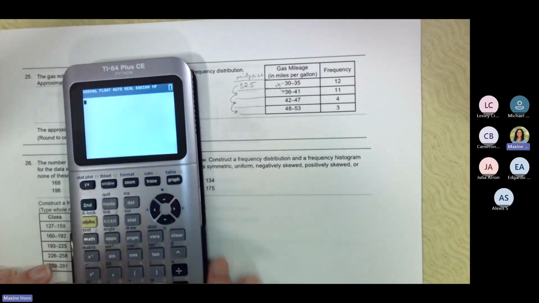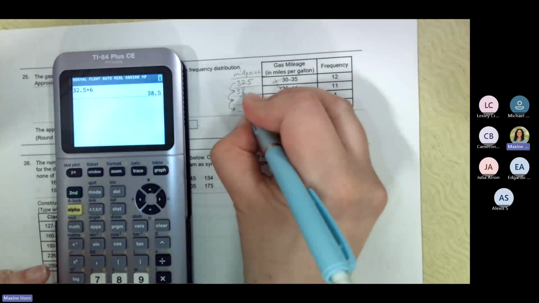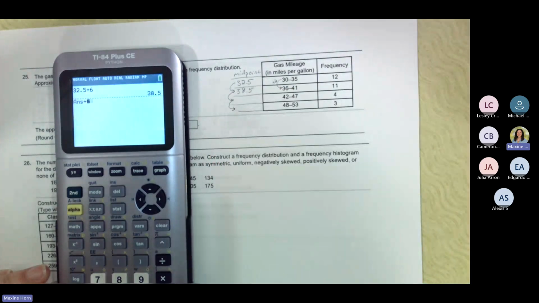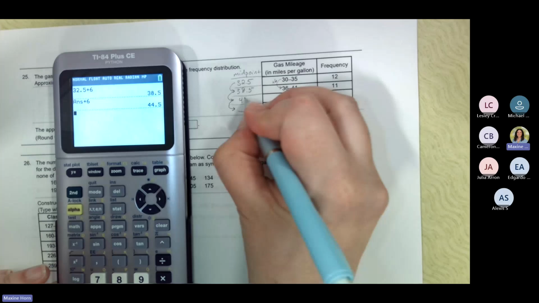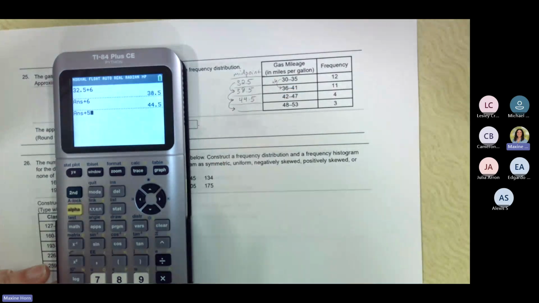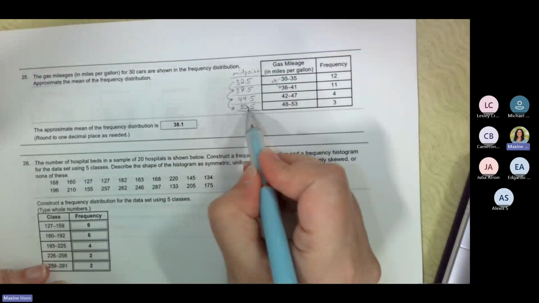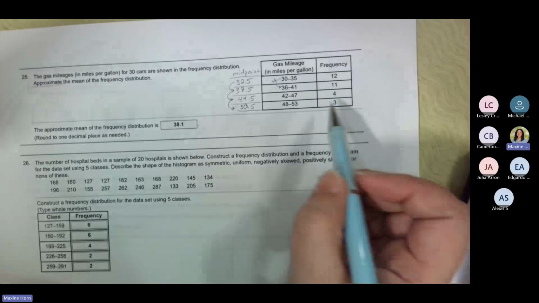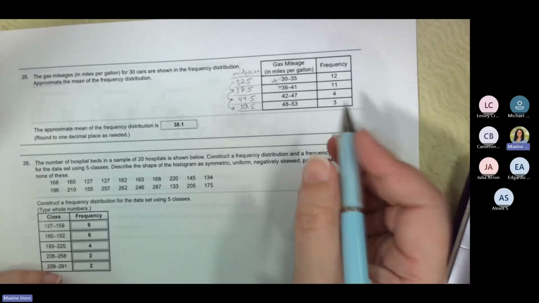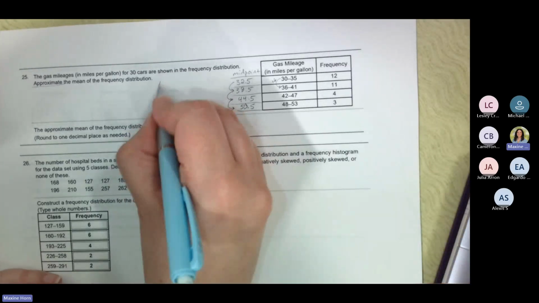So again, to leave that window, you go second quit. I'm going to go 32.5. I'm going to add 6 to get 38.5, add 6 to get 44.5, and add 6 to get 50.5. And then I'm going to double check, do my answers make sense, that those would be the midpoints. Yes, that makes sense.